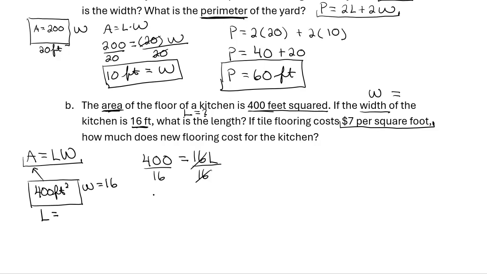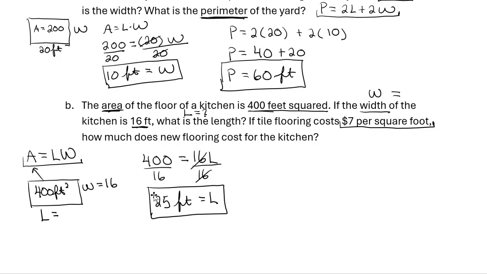And 400 divided by 16 is 25 feet. Again, a singular unit because it's a length, same as if it were a width. The only time we'll have a squared unit is if you've solved for area. So that took care of the first question mark, right?